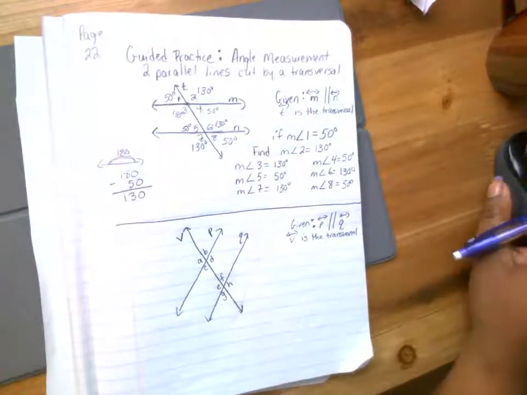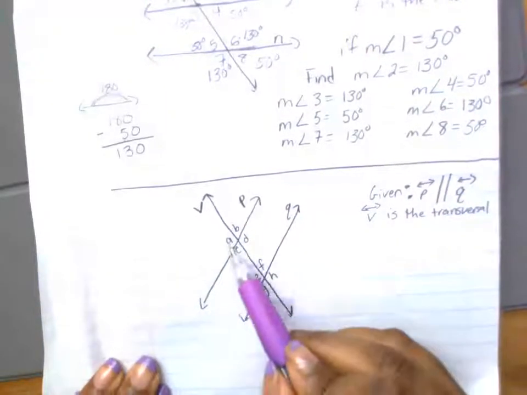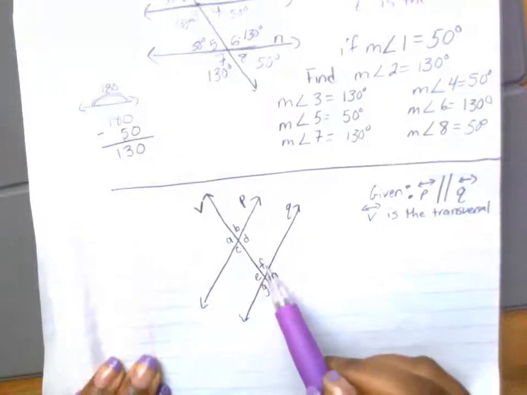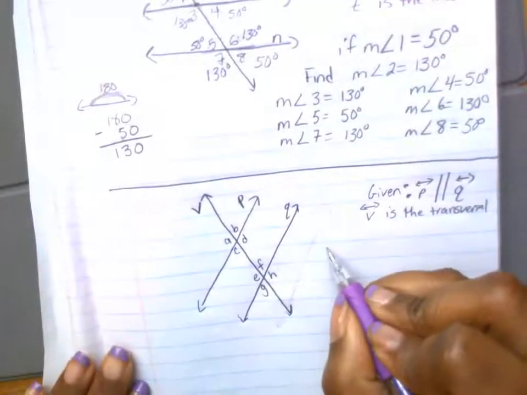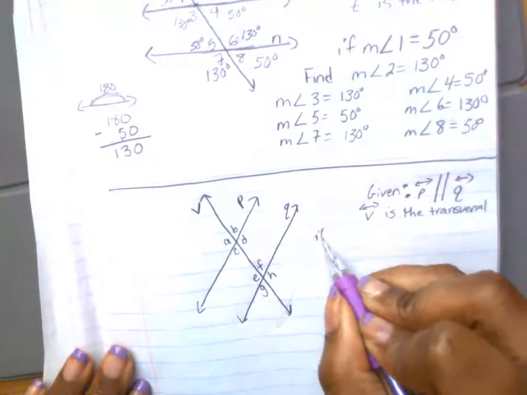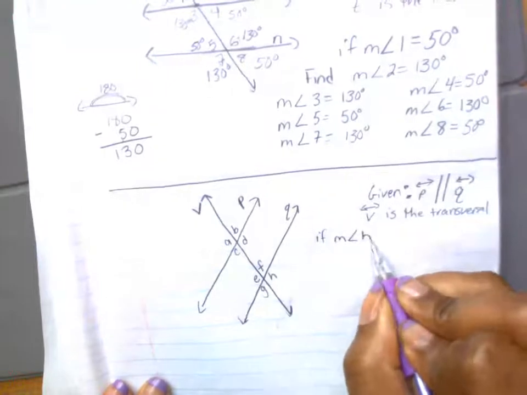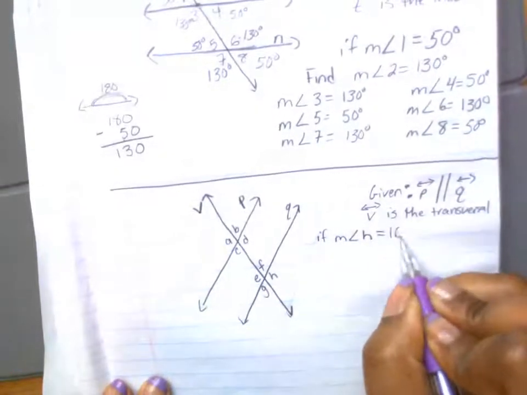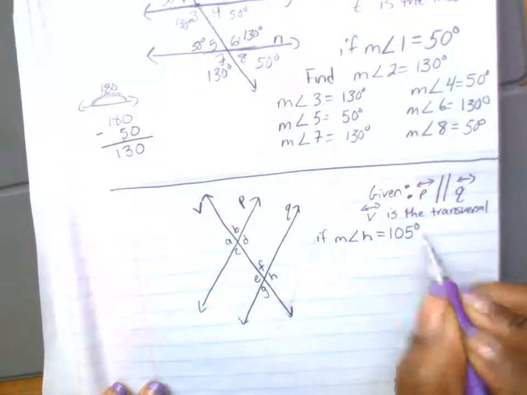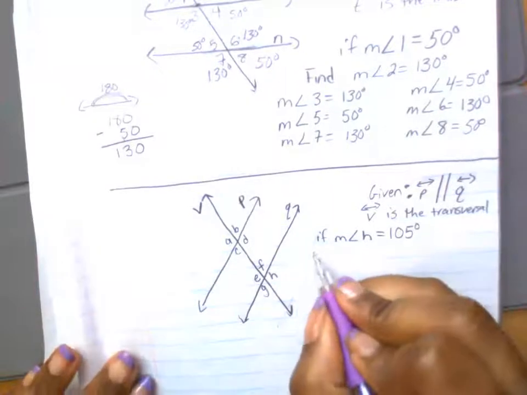Okay. Can you see the letters now? Okay. So here, you got A, B, C, D, E, F, G, and H. And this is going to be the problem. We got, if the measurement of angle H, and that's this angle right here, is equal to 105 degrees, then find the measurement of all the other angles.